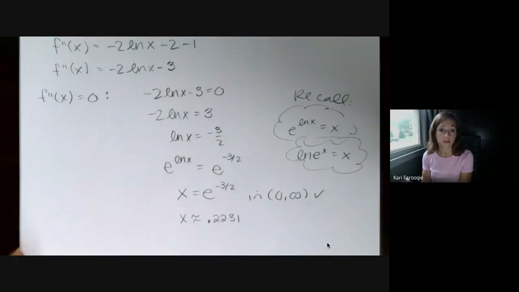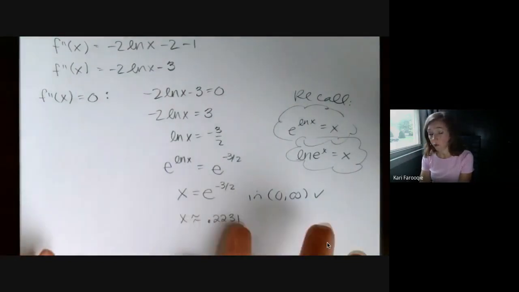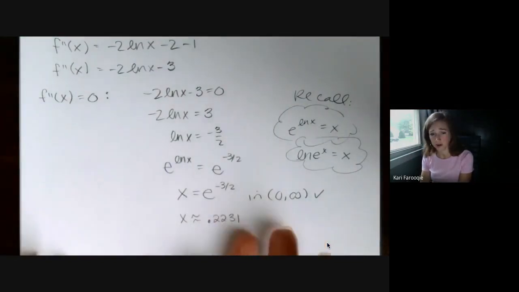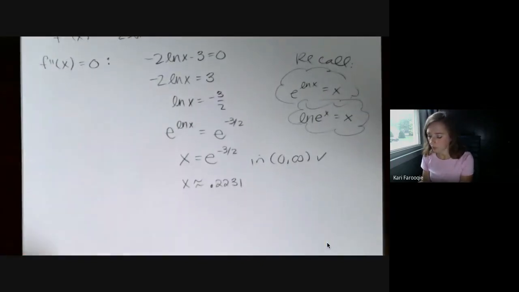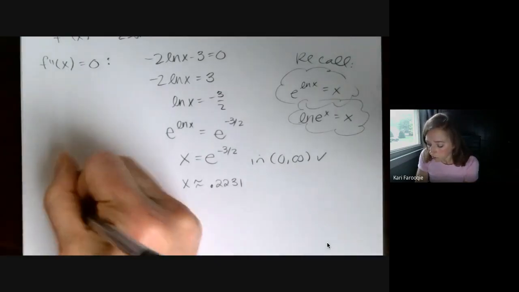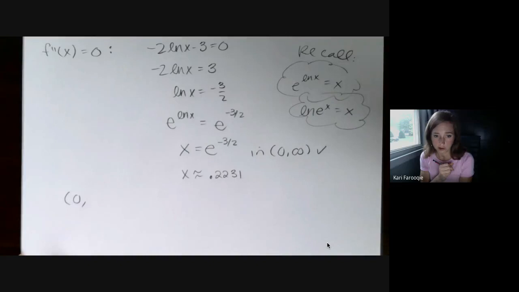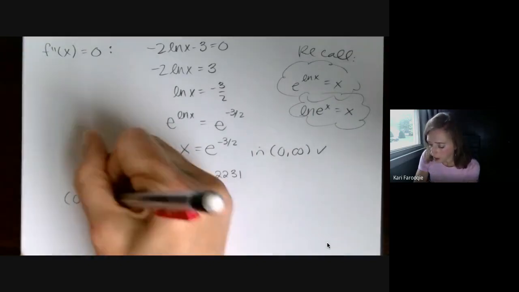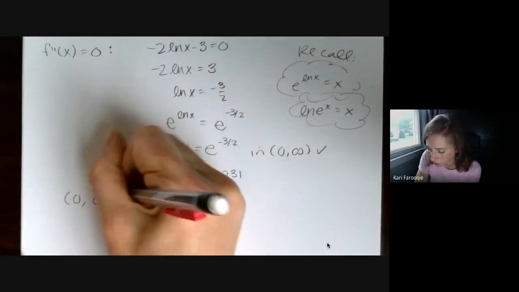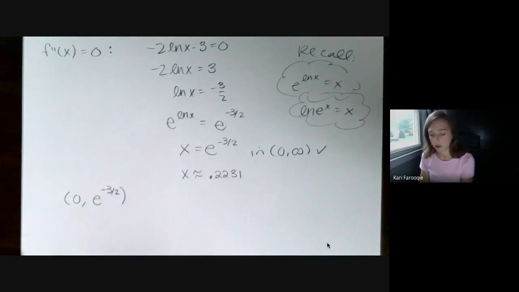Now, I always want to see exact answers, but like I said, for your intervals, when you're picking test points, you're going to need an approximate to base that off of. So we're going to start our intervals at 0, not at -infinity. We can only include values in the domain. And we're going to take that up to our possible point of inflection at e to the -3/2.